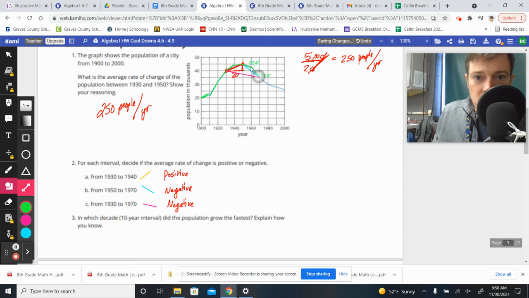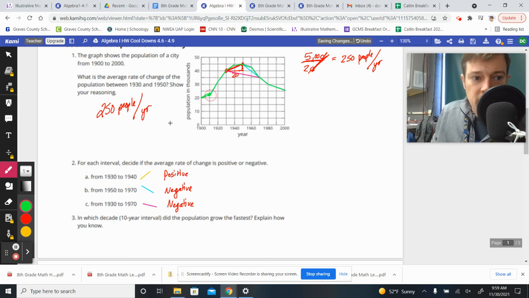You're looking for which grew the fastest. So everything on the right of 1950 is out of the question, right? So we just ignore those completely. So we're looking at the slopes of these 1, 2, 3, 4, 5 decades, right? And the fastest growing ones would be the steepest slopes.